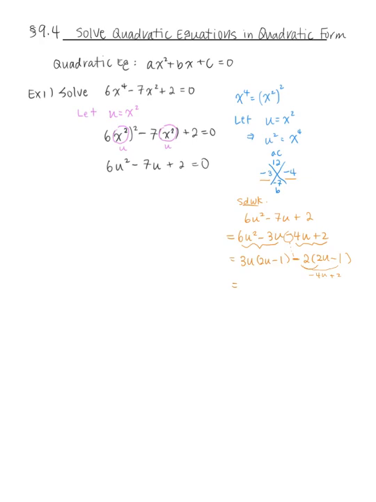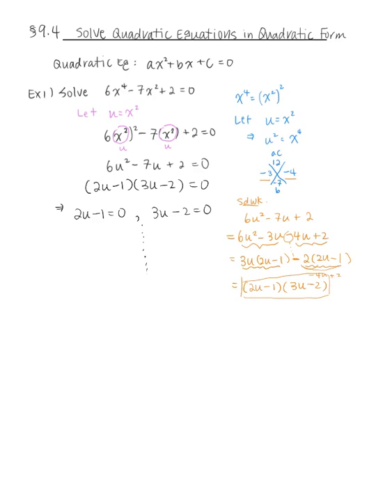Now let's take a look at these two factors. And what do they have in common? Yep, 2u minus 1. So I'm going to factor out the 2u minus 1. And then the rest of it is 3u minus 2. So we just factored 6u squared minus 7u plus 2. Now I'm going to go back to where we left off, and rewrite this as 2u minus 1 times 3u minus 2 equals 0. Awesome. So now this implies that 2u minus 1 is 0, or 3u minus 2 is 0.